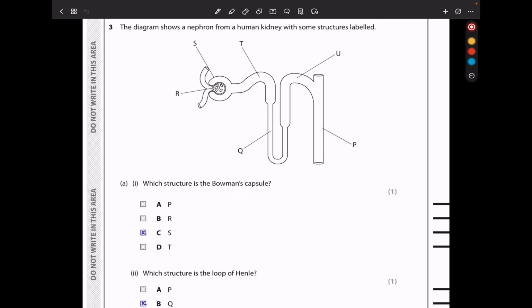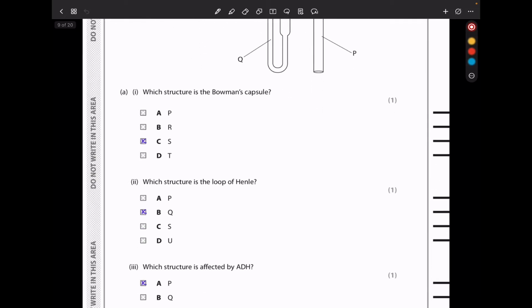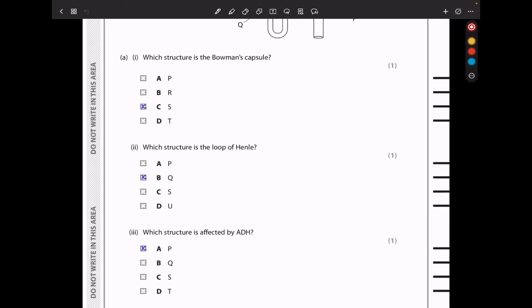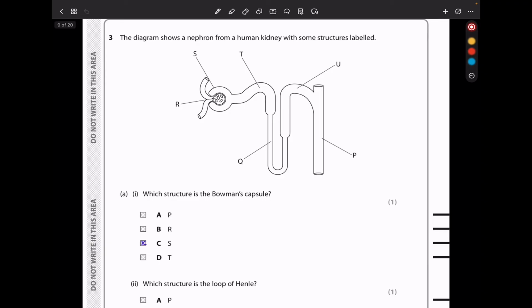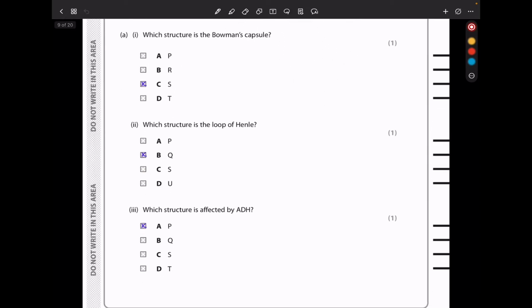So the question says, which structure is the Bowman's capsule? This is the Bowman's capsule, so structure S, and therefore C is the answer. The next they say which structure is the loop of Henle. The loop of Henle is going to be structure Q, so B will be the answer. And then they say which structure is affected by ADH. ADH affects the collecting ducts as well as the second convoluted tubule, so I'm going to go with the collecting ducts, structure P, and A will be the answer.